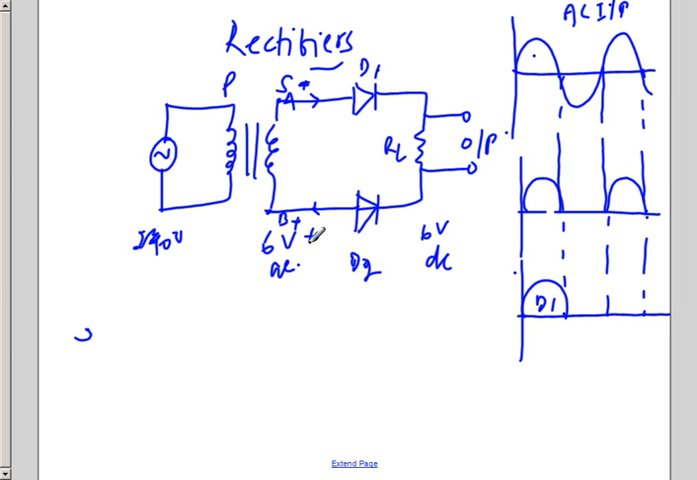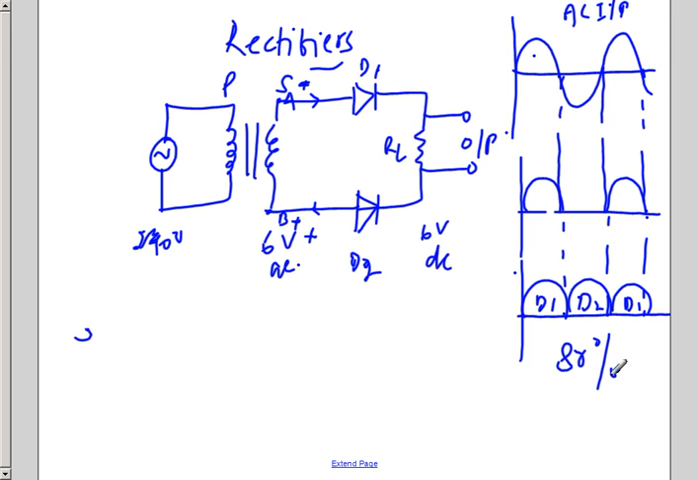Because of the diode D2, here again you will get an output, and again there will be an output because of D1, and again because of D2. So this is called a full wave rectifier, and the efficiency of a full wave rectifier is 80%.